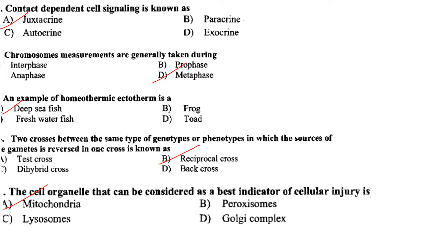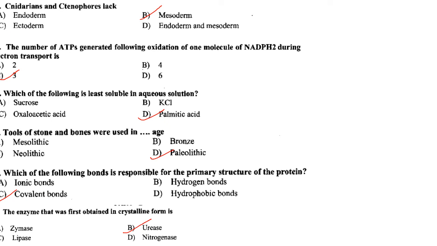Answer is option B. The cell organelle that can be considered as a best indicator of cellular injury is the mitochondria. Answer is option A. Then cnidarians and ctenophores lack mesoderm. Answer is option B. The number of ATPs generated following oxidation of one molecule of NADPH2 during electron transport is, so the answer is option C, that is 3.